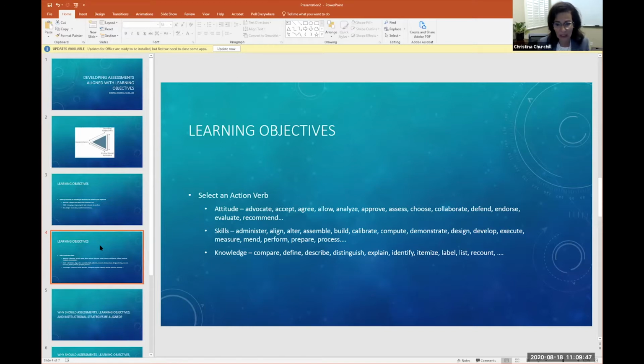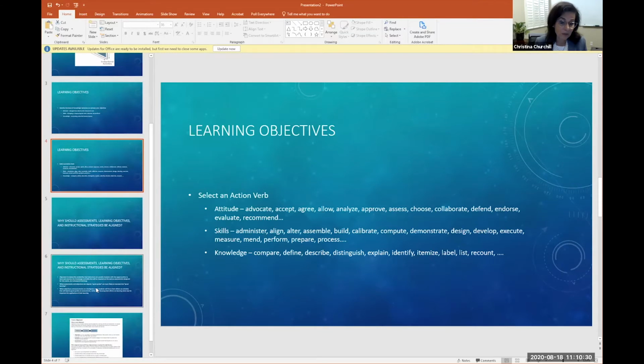So for example, if I wanted them to label the life cycle of a butterfly, that would fall under knowledge. The labeling part is the assessment, and it falls under the knowledge category. If I want them to compute something in SPSS, that would fall under skills. Those would be learning objectives, and then you would build your activities and assessments according to what you're asking them to do in the learning objective.